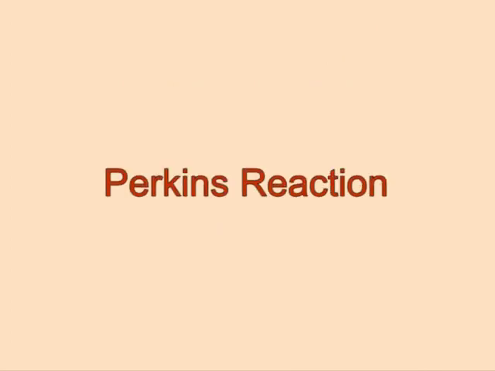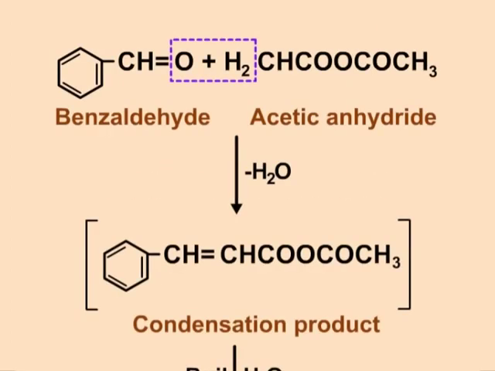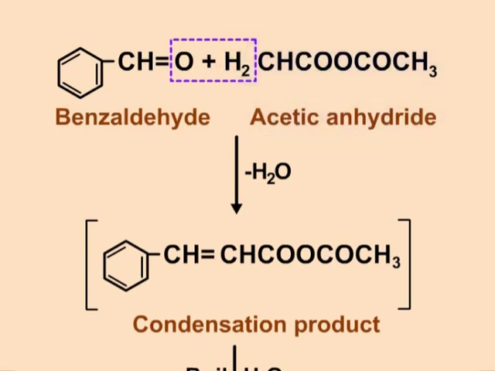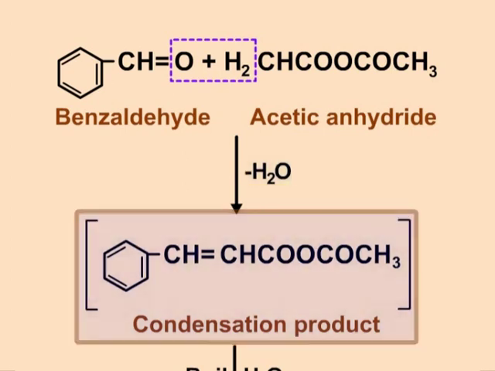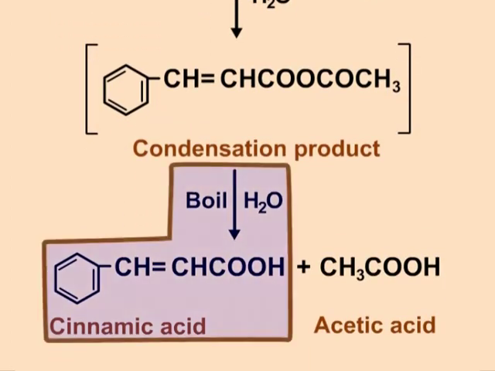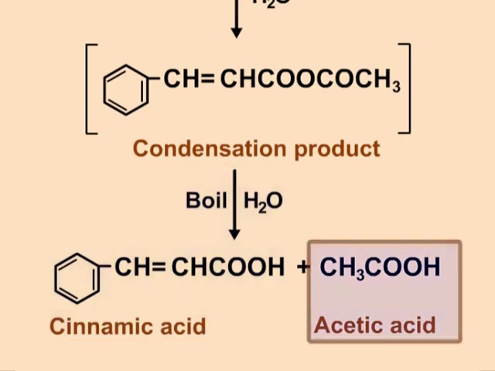Perkin reaction. In this reaction, an aromatic aldehyde such as benzaldehyde is heated with acetic anhydride. In the presence of base, a water molecule is lost and an intermediate condensation product is formed, which is boiled with water, and cinnamic acid and acetic acid are formed.